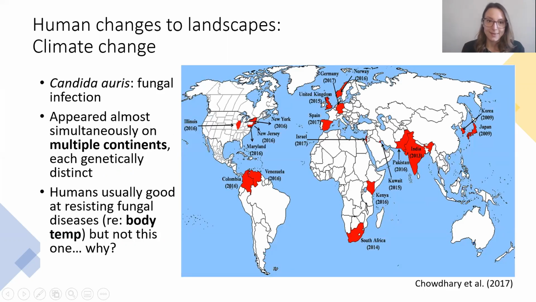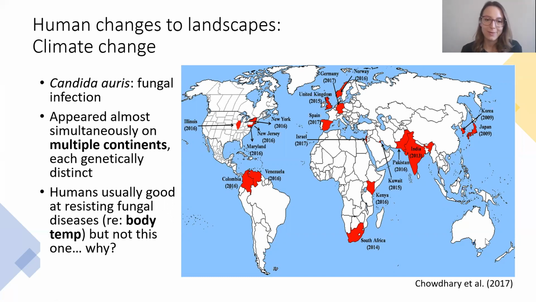So Candida auris is a fungal infection, and it appeared almost simultaneously on multiple continents around the same time, in the 2013 to 2016 period. What they found was that each was genetically distinct, so it was unlikely that this was just human travelers bringing the fungus to various parts of the world. They all just seemed to emerge sporadically around the same time. Why were they worried? Can't they just prescribe some antibiotic? Well, these fungal infections were really difficult to treat. They weren't responding very well to treatments, and they had a pretty significant case fatality rate. So they were worried about why this was happening.